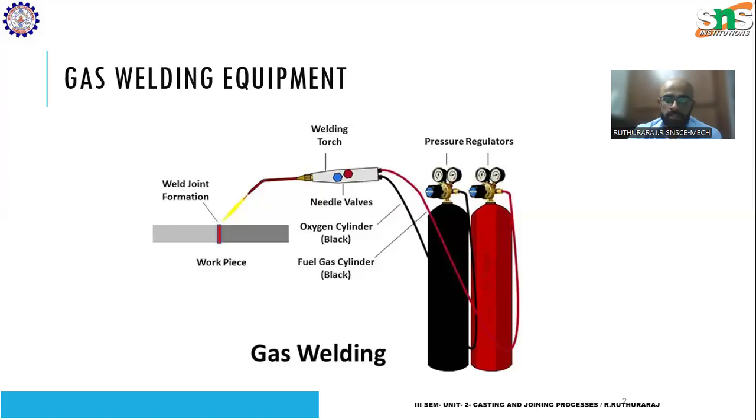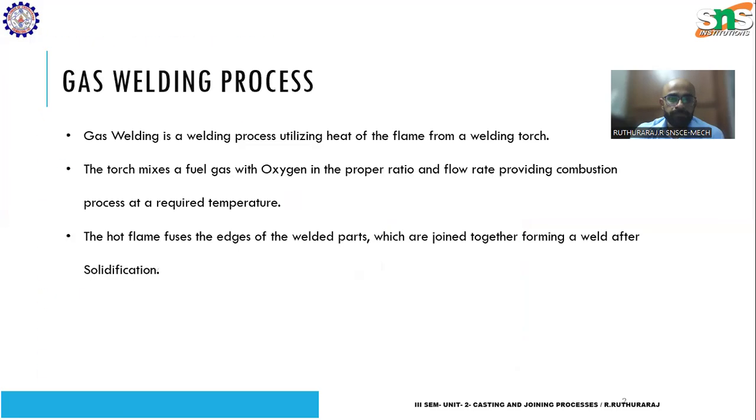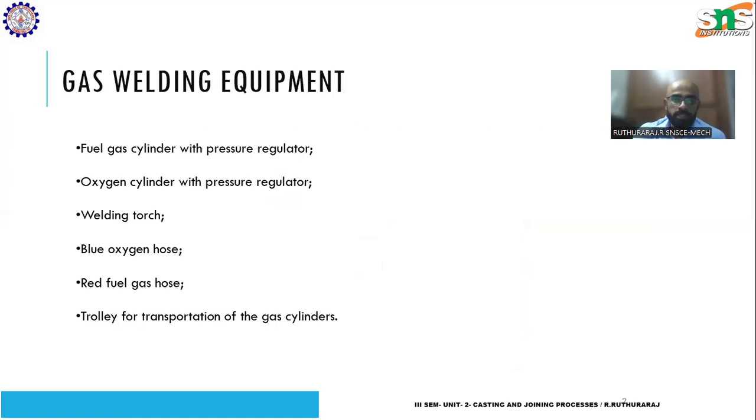So whenever oxygen is used, the fuel burns more efficiently. Hence, complete combustion of the fuel takes place and very high temperatures are generated. So that is the principle behind this gas welding process. Now we will discuss the equipment which is used in the gas welding process. As we discussed, the fuel gas cylinder along with the pressure regulator. I will discuss the function of the pressure regulator in the upcoming slides. Then the welding torch, hose, and then trolley, etc.